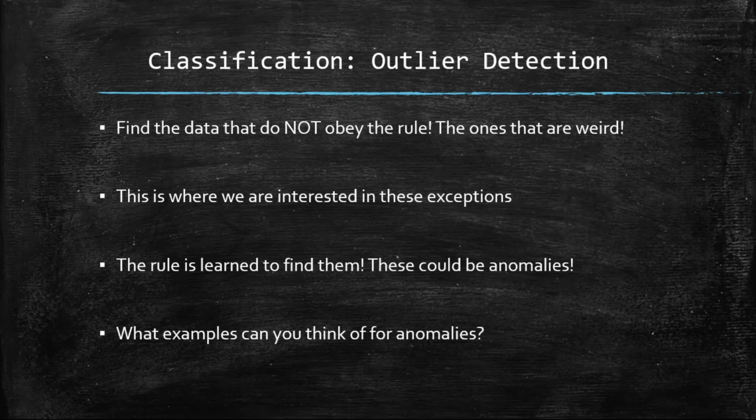So this is where we're interested in these exceptions. These exceptions are called the outliers. These are the ones that don't obey the rule. These are the ones that are weird. So the rule is learned in order to find these anomalies or outliers. So you can refer to an outlier as an anomaly, as a novelty.